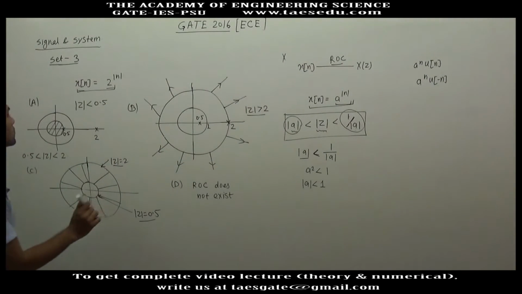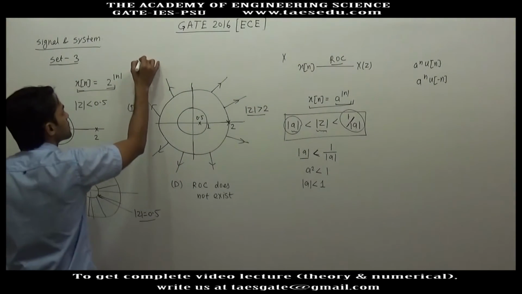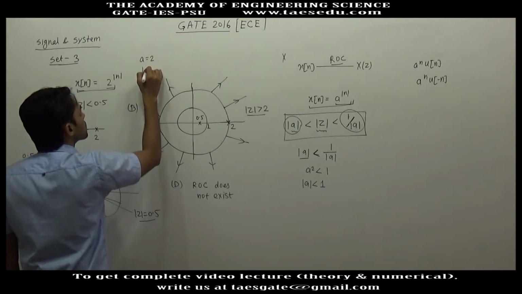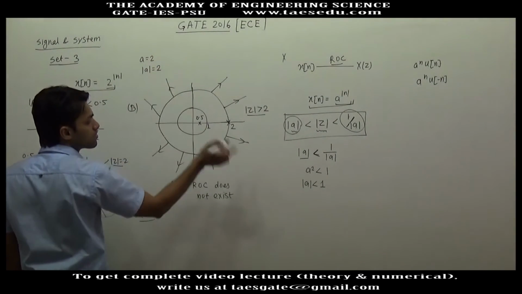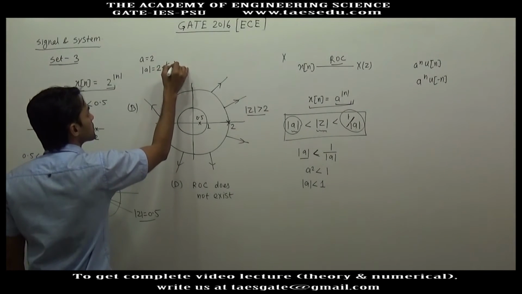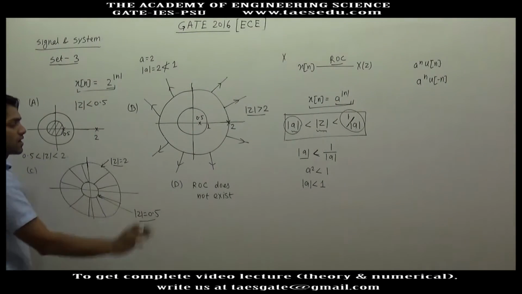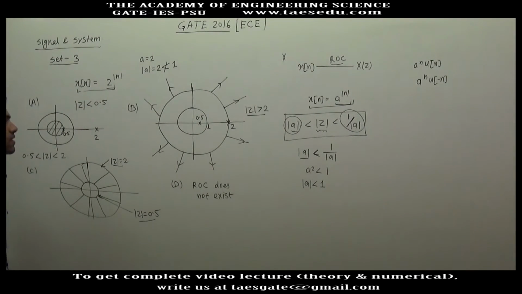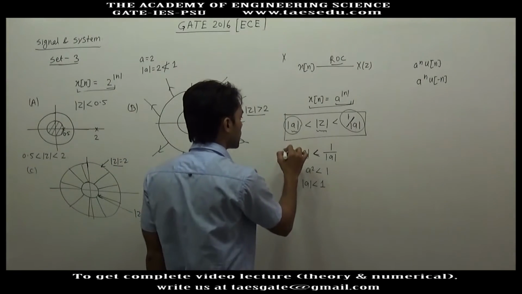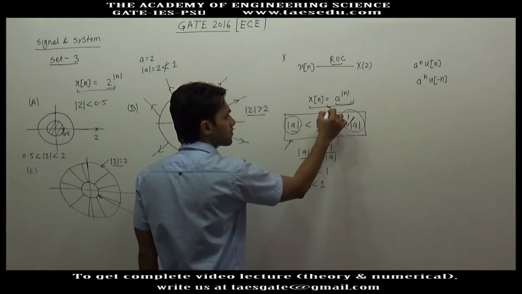But in this question, in place of a we have 2, so modulus of a is equal to 2, which is not less than 1. This is not less than 1. So for this type of discrete time signal, ROC will not exist. This is the general formula for finding out ROC for this type of signal.